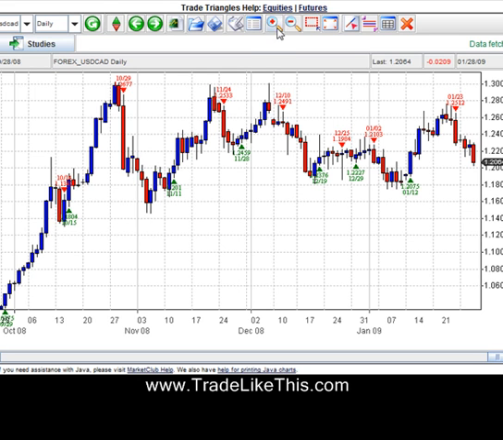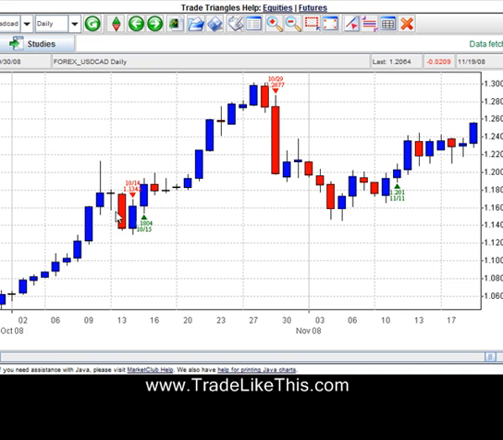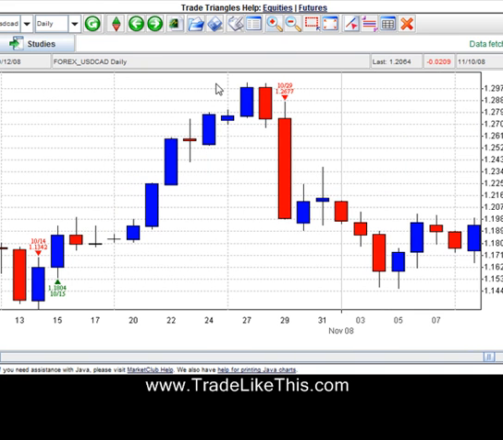I know it's hard to see. Let me see if I can. Okay, on the 14th was the exit at 113.42. So you had an exit for that particular trade. That was 521 pip profit, and it took 11 days.